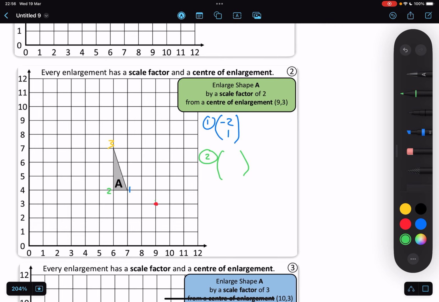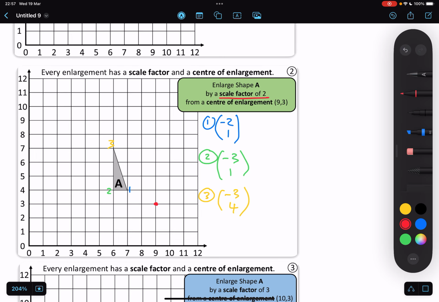To get there, it's going to be 1, 2, 3 to the left, 1 up. So 3 to the left will be -3, 1 up will be 1. And then how do we get to point number 3? It's going to be 1, 2, 3 to the left, 1, 2, 3, 4 up. So 3 to the left, 4 up. So 3 to the left is -3, and 4 up will be 4. So that's our journey to each of the points.